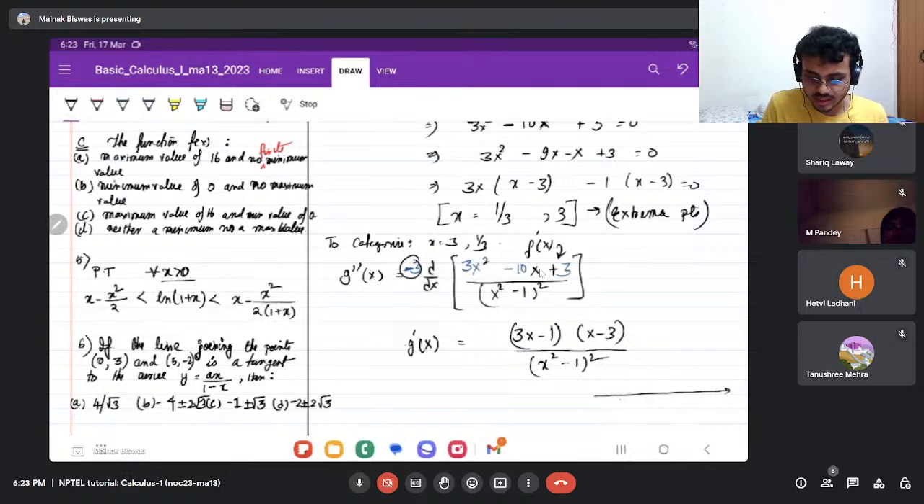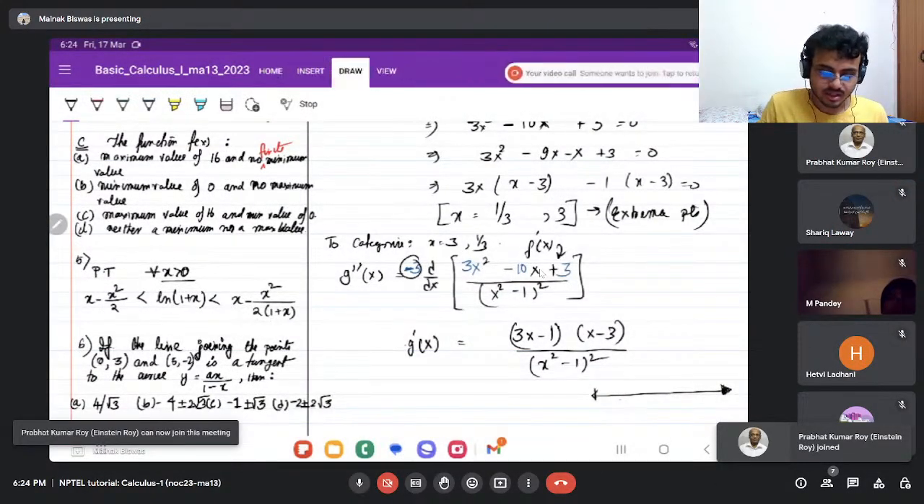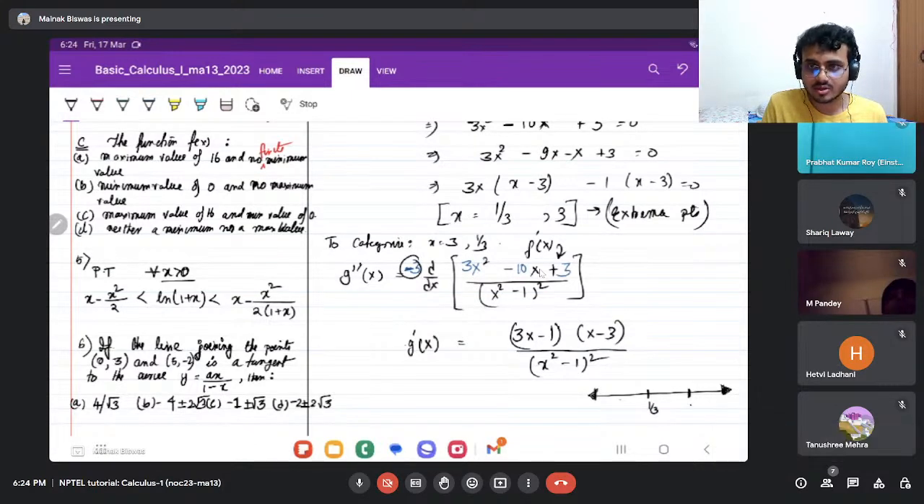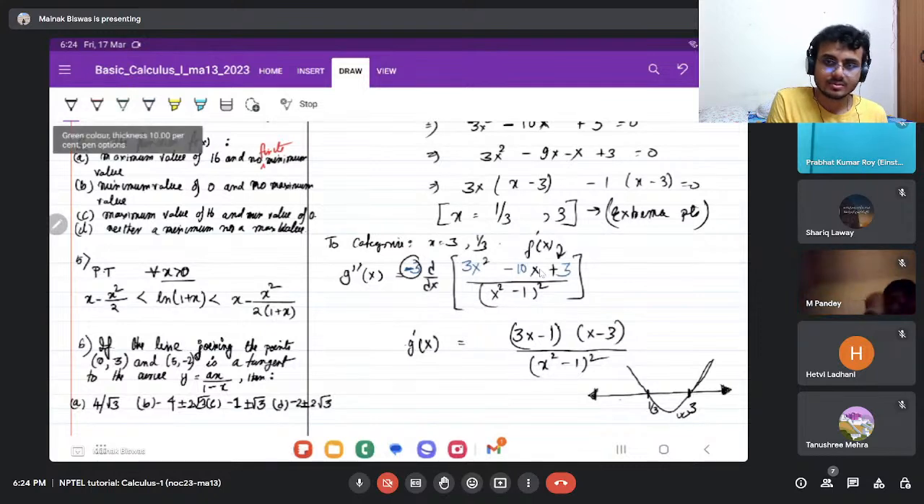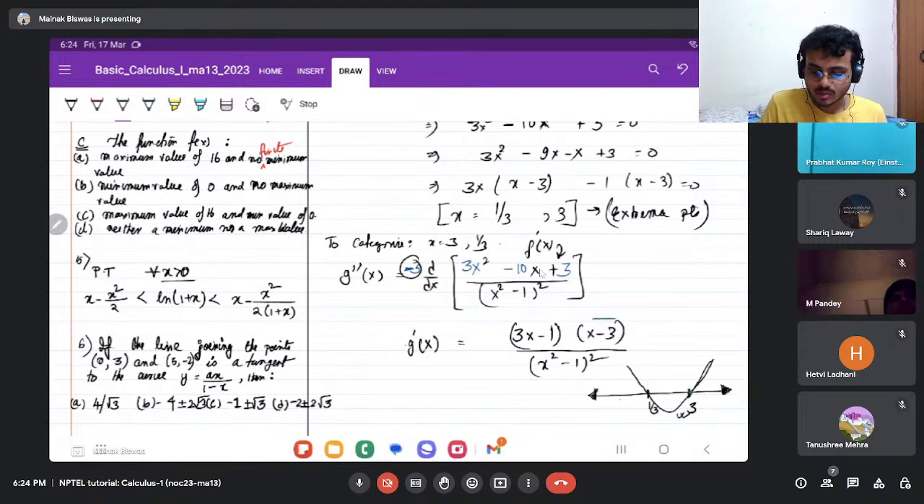We really don't need to take a derivative, because what we have here is a number 1 by 3 and another number 3, right? So you have two of these numbers. Above 3, g prime of x is positive, and below it, it is negative. Between 1 by 3 and 3, it is negative, right? We had seen this. If the value of x is greater than 3, we are sure that g dash x will be positive, right?